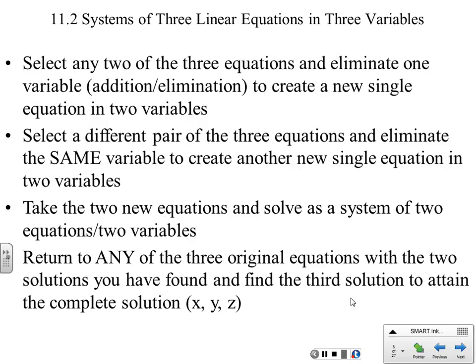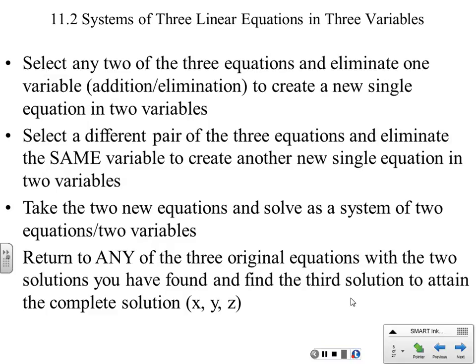Now, this step number 1 is completely and totally your choice again. You pick the 2 equations and you pick the variable to get rid of. It's your choice. But after that first step, you don't have any choices anymore. You chose your path, just like life. You choose your path, you got to stick with it, consequences or no. Step number 2, you're going to select a different pair of the 3 equations and eliminate the same variable. You don't have a choice anymore. You got to eliminate the same variable.